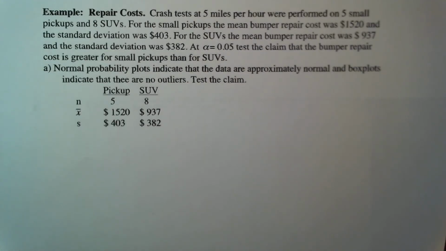Here's one more example for section 9.3. Crash tests at 5 miles per hour were performed on 5 small pickups and 8 SUVs. For the small pickups, the mean bumper repair cost was $1,520 and the standard deviation was $403. For the SUVs, the mean bumper repair cost was $937 and the standard deviation was $382. At alpha equals 0.05, test the claim that the bumper repair cost is greater for small pickups than for SUVs.